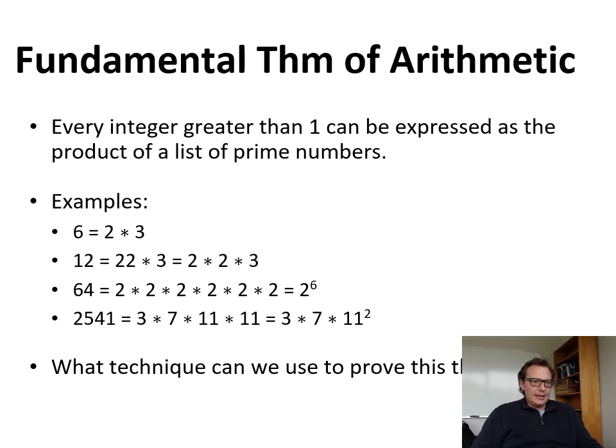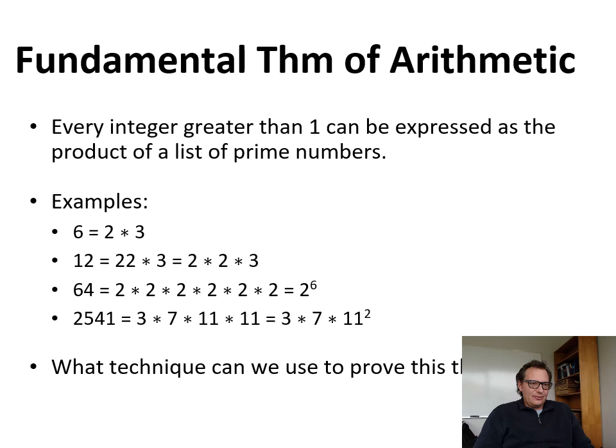move forward. So one thing that I think I already mentioned in the last lecture is the fundamental theorem of arithmetic that you also have in your books. This theorem says that every integer greater than 1 can be expressed as a product of a list of prime numbers. And here are some examples. 6 is equal to 2 times 3, and so on. So now the question is, what technique can we use to prove this theorem?